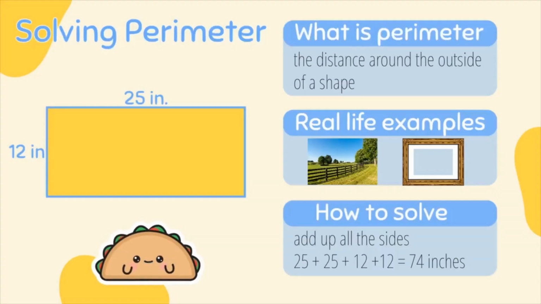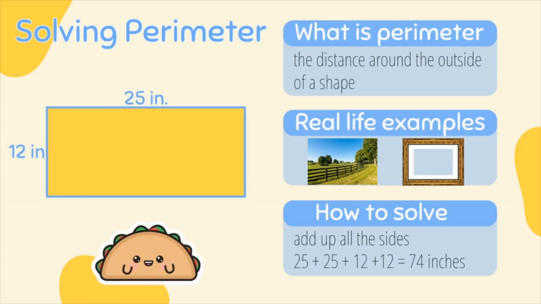Let's talk about solving perimeter. So what is perimeter? Perimeter is the distance around something. So if I'm measuring something, it's only the outside. Now, some real life examples would include a fence around a yard, like how much fence would go around it. Another example is the frame around a picture for a picture frame.